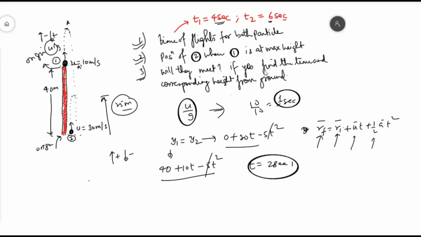And if yes, find the corresponding height from the ground. The corresponding height from the ground is basically the position of either of these particles at t is equal to 2 seconds. If we think about particle 1 at t is equal to 2 seconds, it is just at the same height or same level. So these guys are going to meet just at point O, the initial position of particle 1. So at a height of 40 meters from the ground they are going to meet. So the time of meeting is 2 seconds at a height of 40 meters.